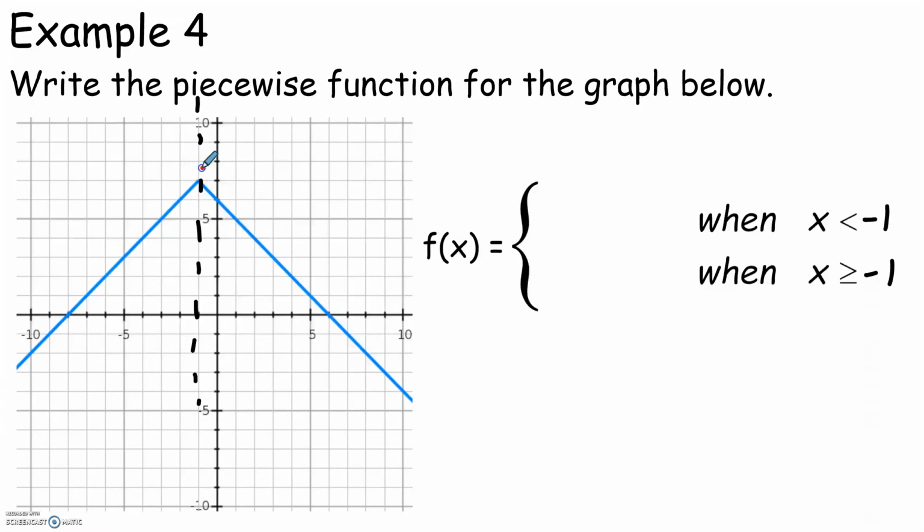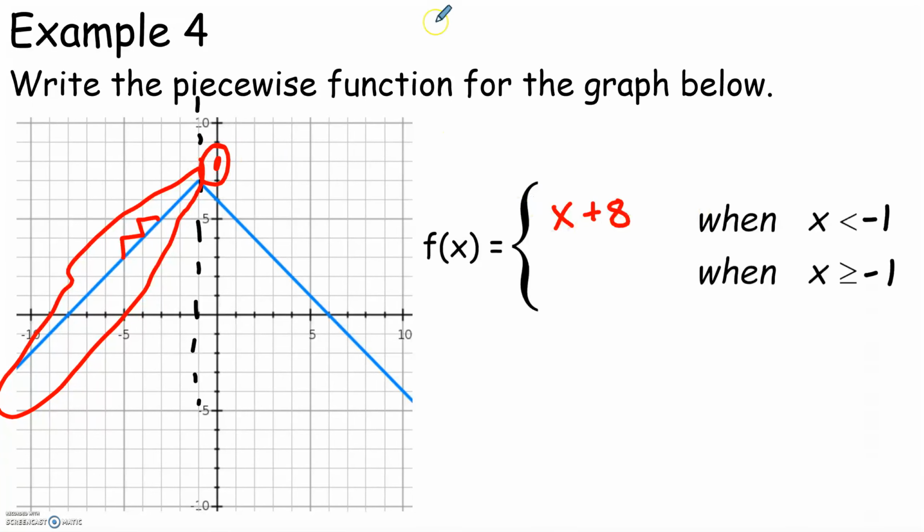My left side of the graph is going to have an upward, so a positive slope, up 1 over 1, up 1 over 1. So I know I'm going to have a positive 1 slope. Then I have to continue it till it crosses right here at positive 8.